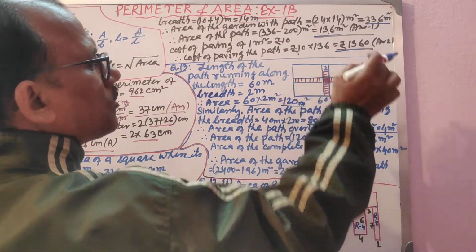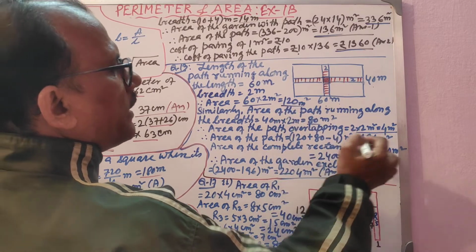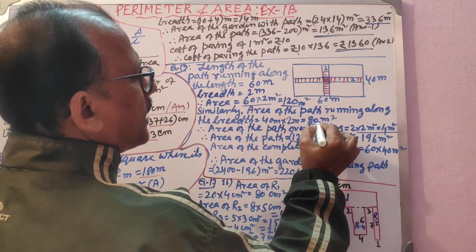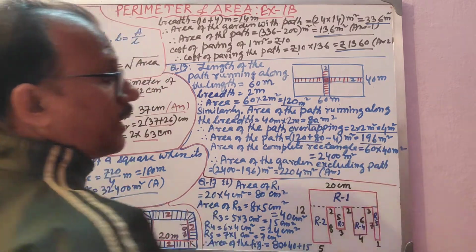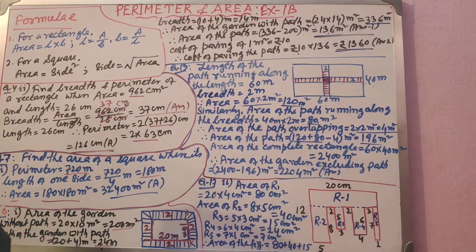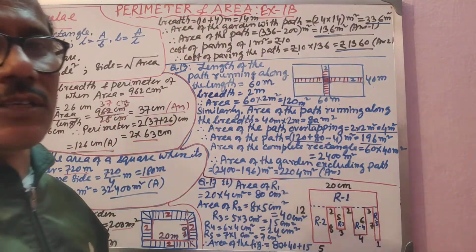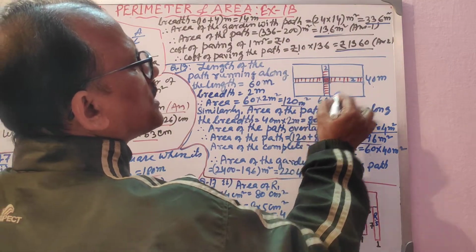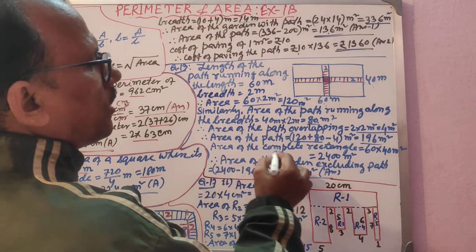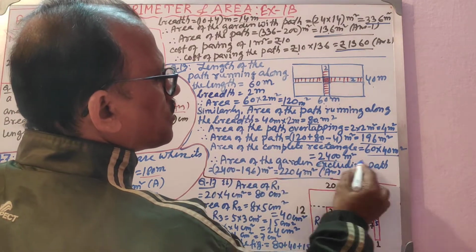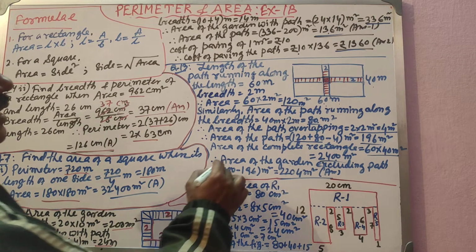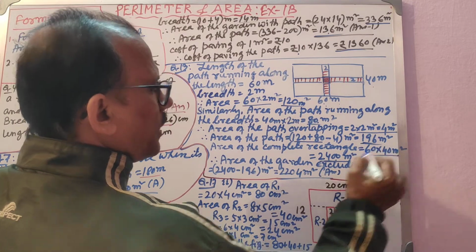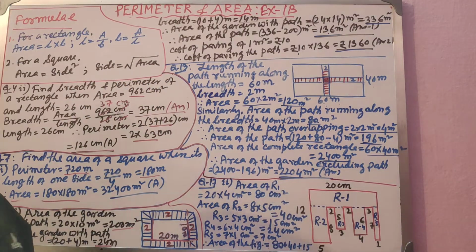So what will be the area of the path? 120 plus 80 minus 4 is equal to 196 meters square. The area of the path altogether, this and this together, is 196 meters square. And the total area of this rectangular garden will be 60 into 40, that is 2400 meters square. So the area of the garden excluding the path will be 2400 minus 196, which is 2204 meters square.